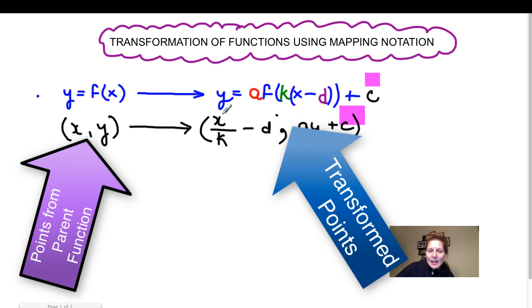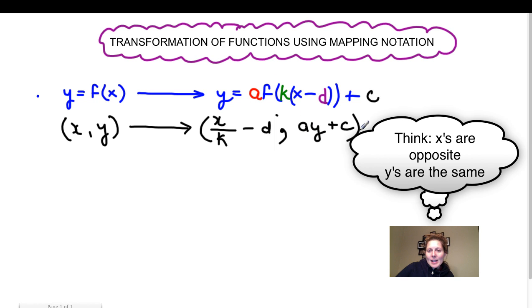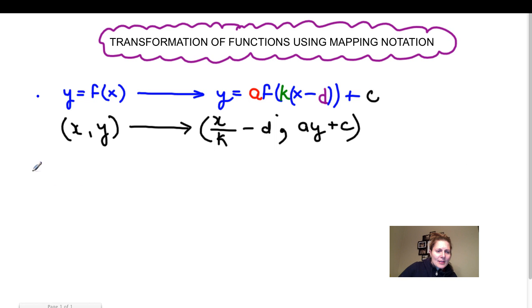So notice that all the x values are having the opposite operation performed on them. So even though the k is multiplying the x here, it's going to be divided by k, and the d value, if it's positive, is going to become a negative. The y values always have it kind of at face value. So you multiply by a and add c. Okay, so let's do an example to see how this actually works.